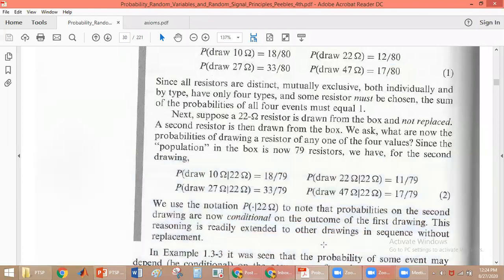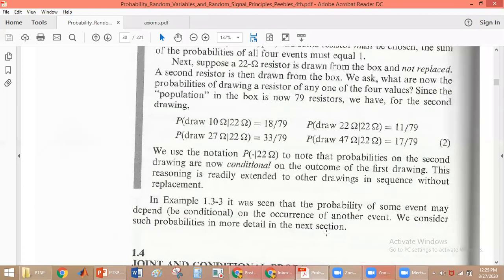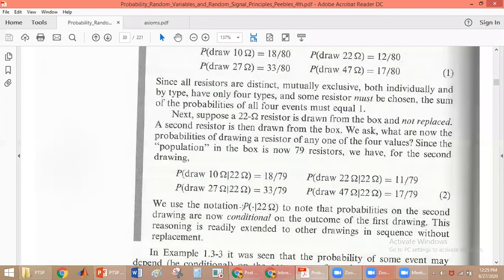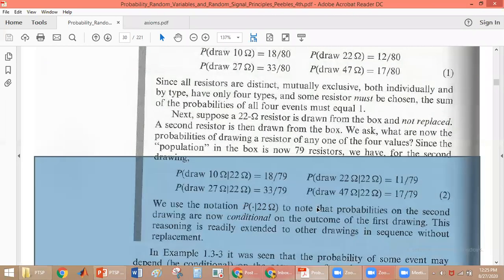This reasoning is readily extended to other drawings in sequence without replacement. Is it clear? This way of representation, conditioning the second drawing on the outcome of the first drawing, is called conditional probability. Anyway, we will be discussing that in detail in the coming topic.